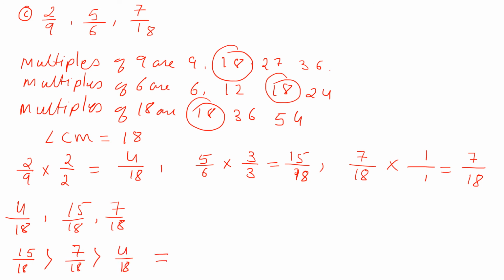Now we will write the actual ones. So 15 by 18. See where is 15 by 18? Yes, that means 5 by 6. Then 7 by 18, that is 7 by 18. Then the last one is 2 by 9, because 4 by 18 is represented by 2 by 9.